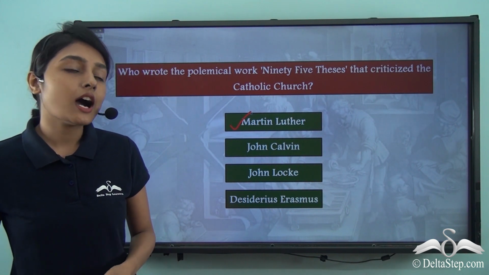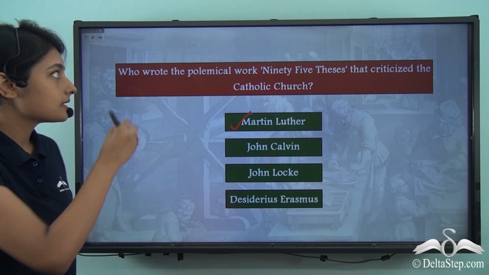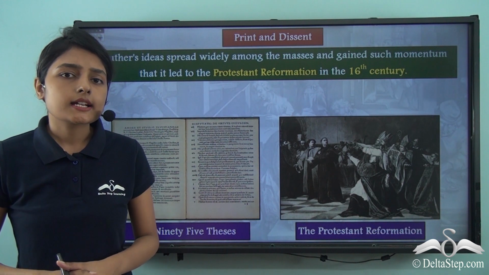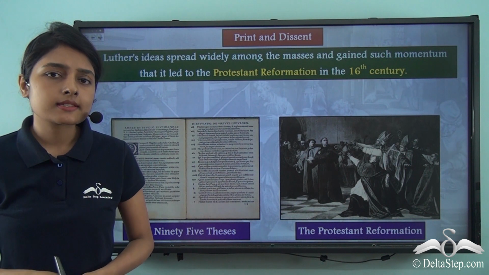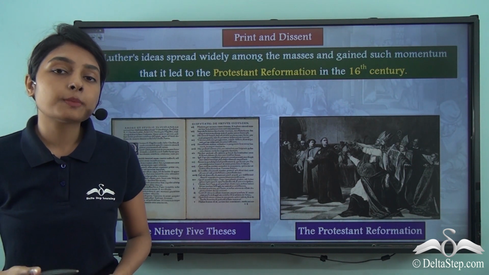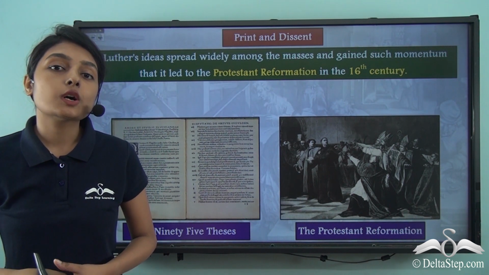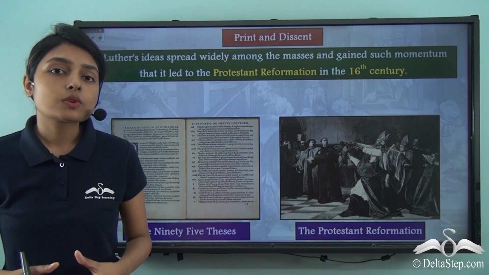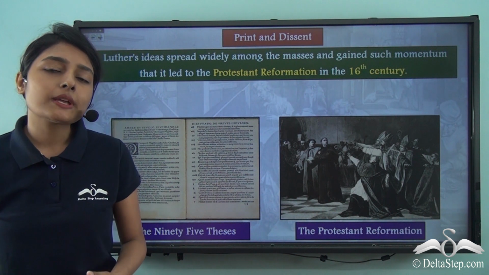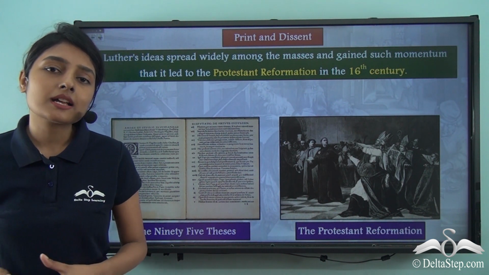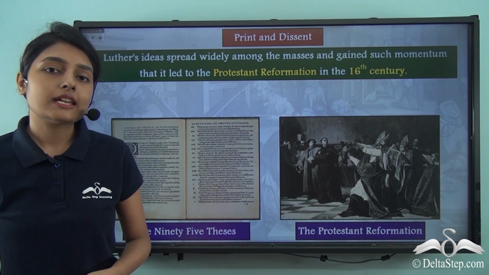Now let us learn about how this 95 Theses criticized the church and its policies. Luther's ideas in the form of the 95 Theses spread like wildfire among the masses, because after many centuries of being oppressed by the clergy and the Roman Catholic Church, people now got a way to voice their opinion. And it was the print technology that facilitated the spread of ideas, because many copies of the 95 Theses now reached the masses. They were able to reflect on their own condition by reading the 95 Theses.